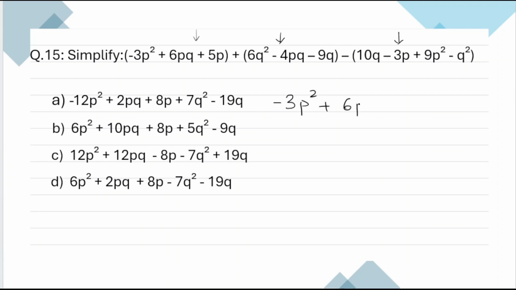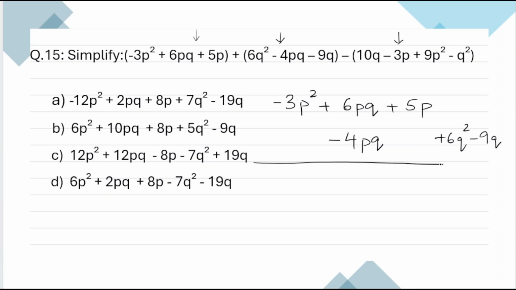plus 6pq plus 5p added to 6q square. Do I have any q square term? No. So I can write it on this side, 6q square, plus 6pq, sorry, minus 4pq. So minus 4pq minus 9q. I do not have any q term, so I can write that also on the side.